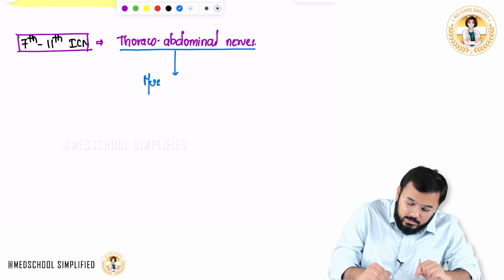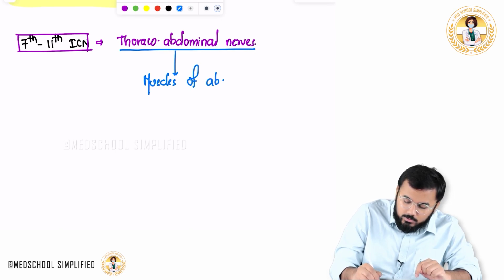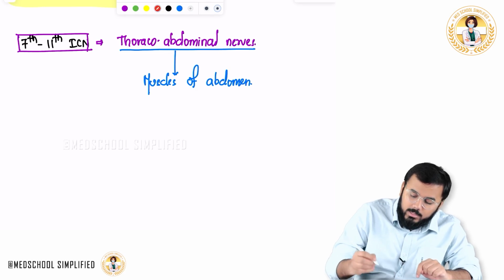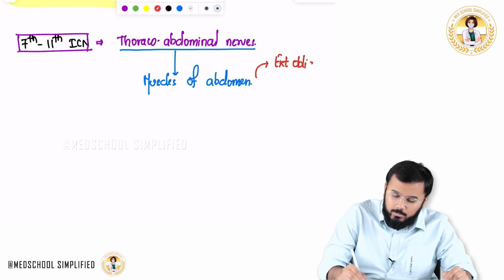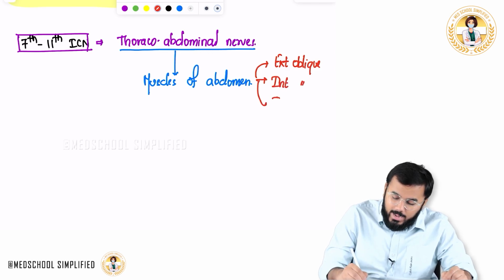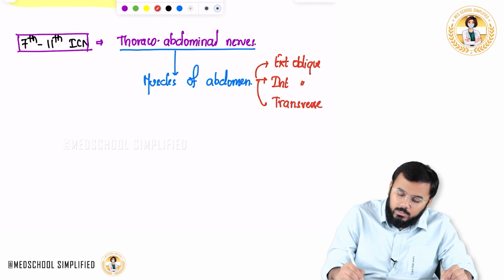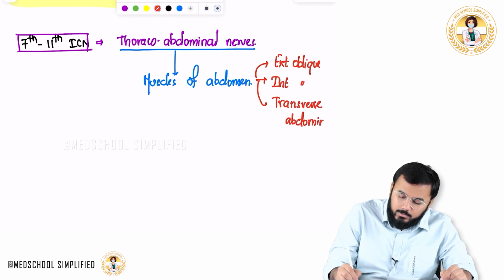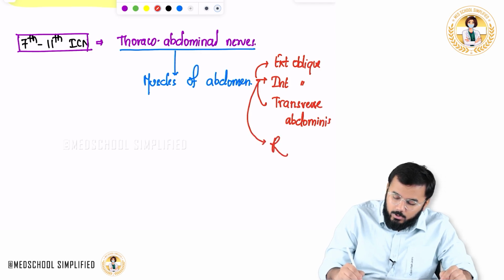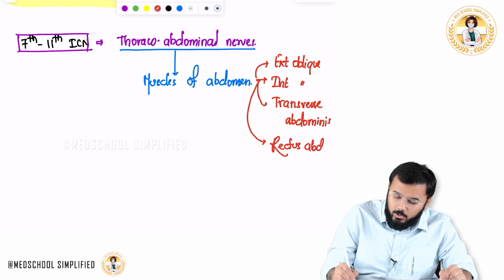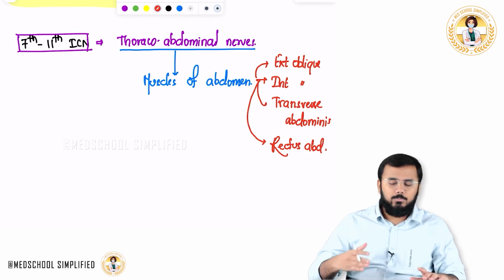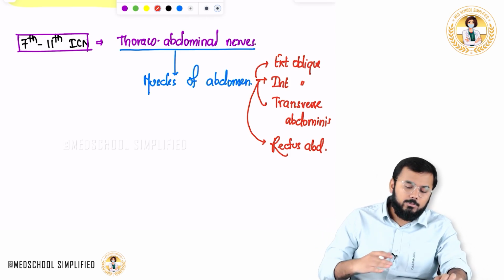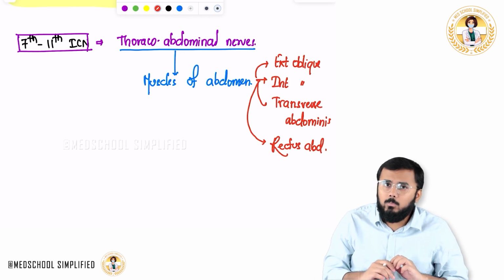Now these thoraco-abdominal nerves, where do they supply? They supply the muscles of the abdomen. For example, they supply your external oblique muscle, your internal oblique muscle, your transverse abdominis muscle, and also your rectus abdominis. How many muscles of the abdomen do we have? External oblique, internal oblique, transverse abdominis and rectus abdominis, right? So this supplies all of them. Now what is a clinical point which you can tell here?